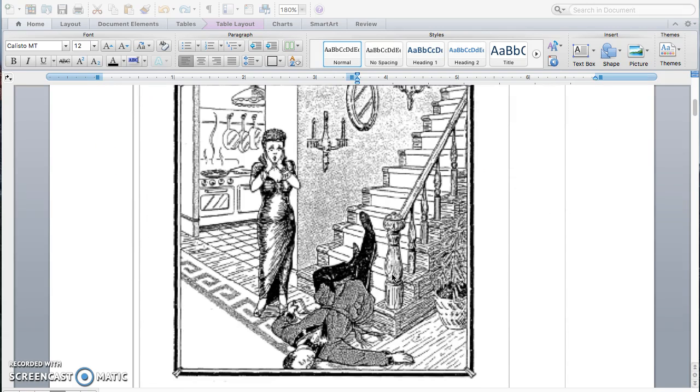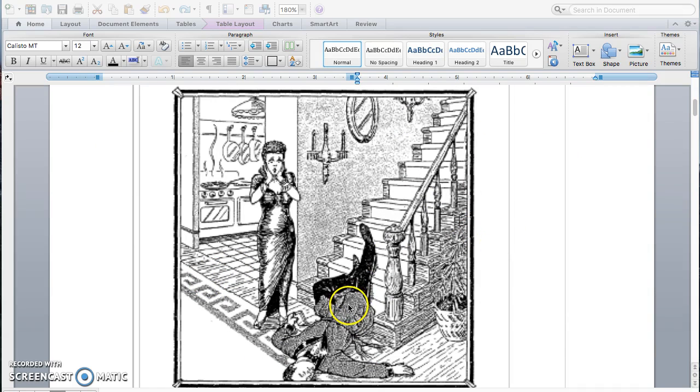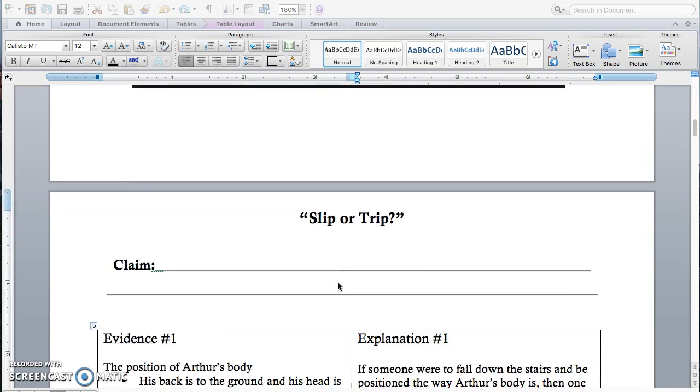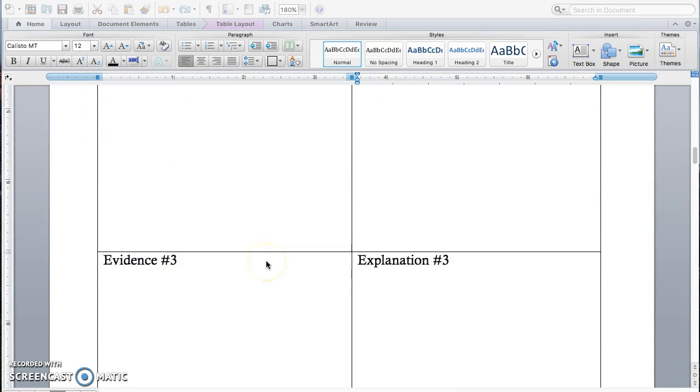In addition to that, as you scroll down, there is the image here of Arthur's body and Queenie. Within this image are certain clues that can be used to argue whether or not she was responsible for the death of her husband. Once you and your partner have come up with evidence, I would like you to input it here into this chart that I've created.